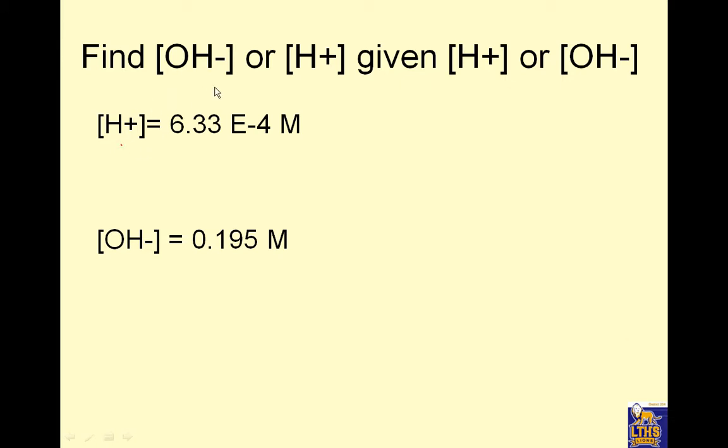This time we're working with hydrogen ion. We want to find hydroxide ion concentration. We're given hydrogen, so the other formula we know is that 1.0 times 10 to the negative 14 equals the hydrogen ion concentration times the hydroxide. That's our Kw. We can assume it's 25 degrees.